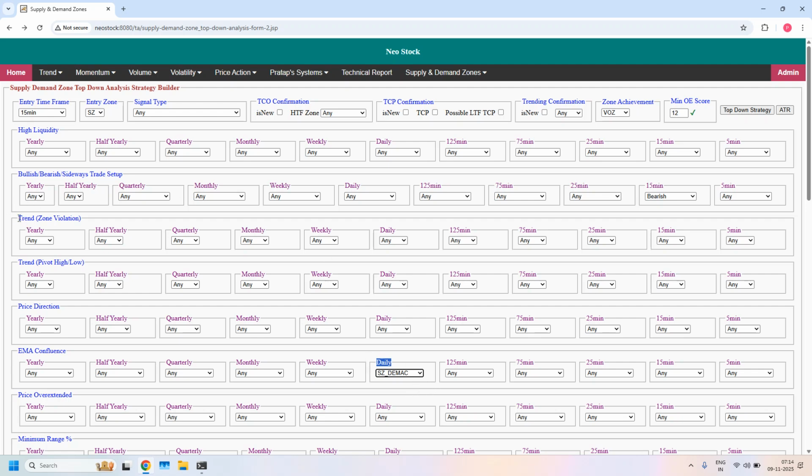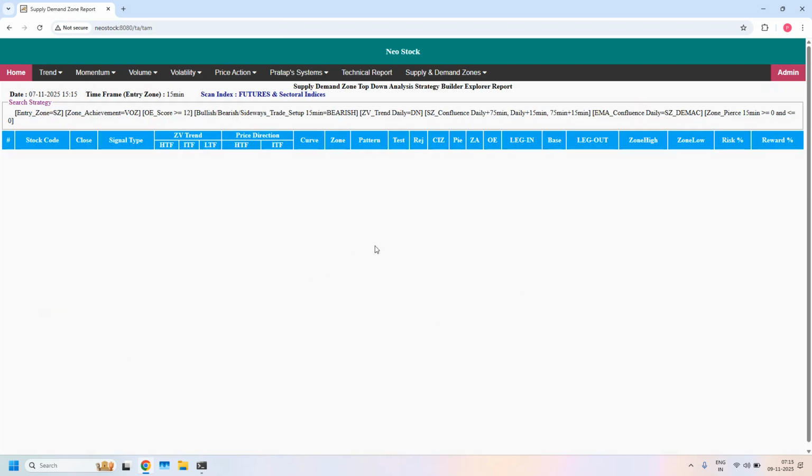And also trend on the daily should not be sideways, it should be downtrend because it is a bearish trade setup. So we don't have any stocks as per the second strategy. So this is the bearish trade setup for daily income trade. We have completed all the 3 income trade reports.